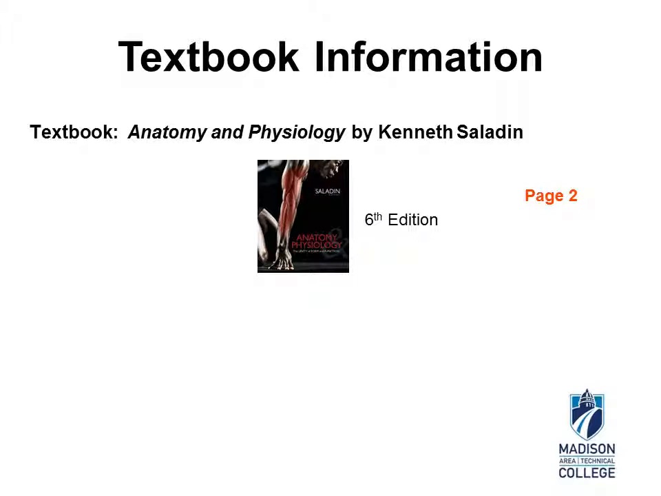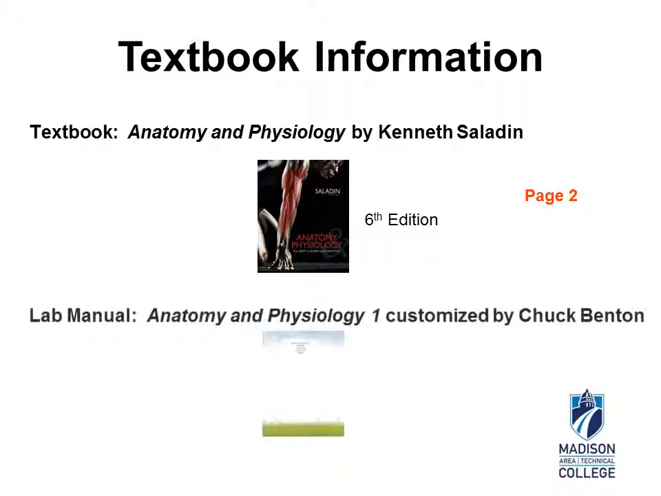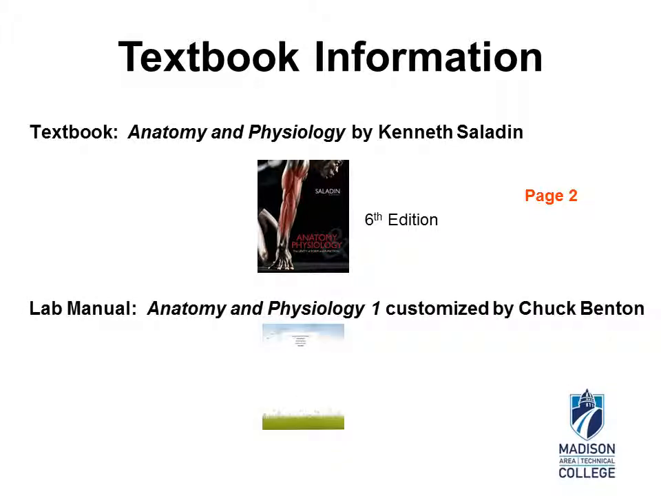Say you had a friend that took the class and they had the 5th edition and you got it from them for nothing or for a very low cost, or if you went on Amazon.com and got a previous edition, that is just fine. The lab manual is a customized lab manual. I've customized it for your class, and it's only available either through our bookstore or directly from McGraw-Hill.